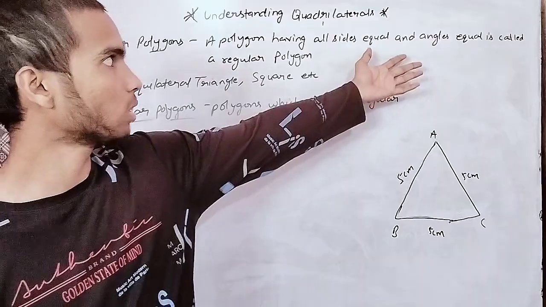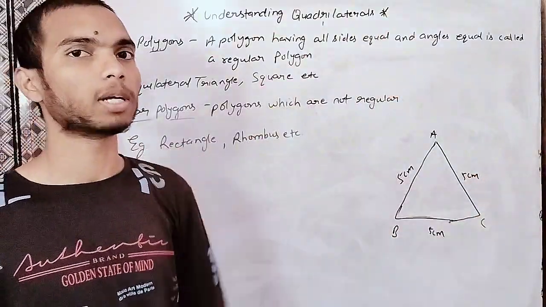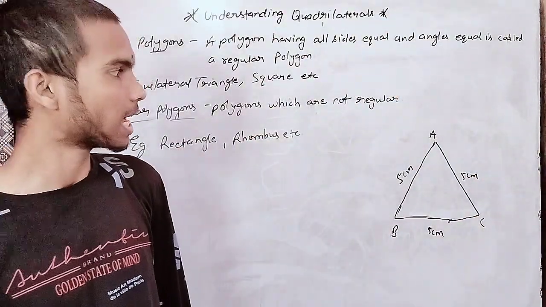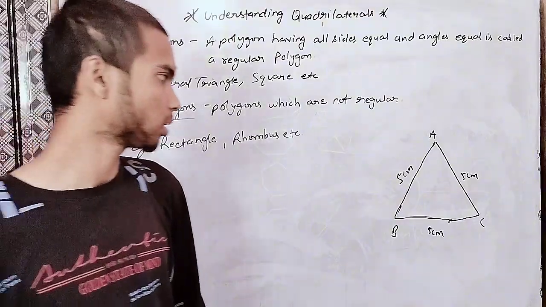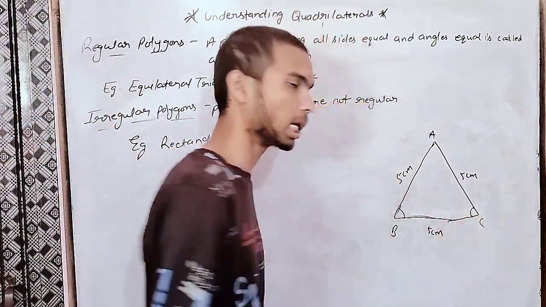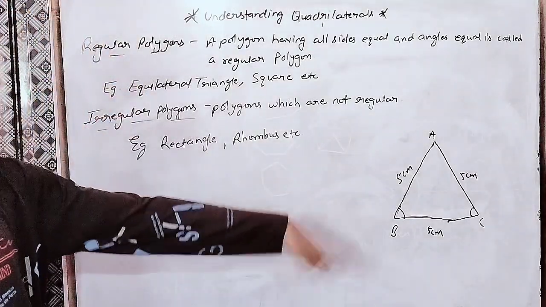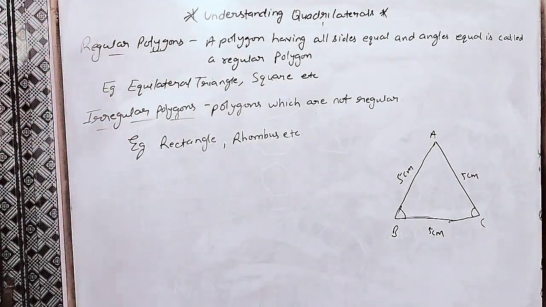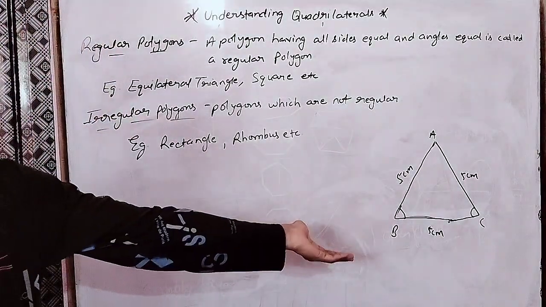Now, as we understood, the angles will also be equal. You can measure, then you will realize that the angles are also equal, because the sides are equal, that's all. So angles will also be equal.